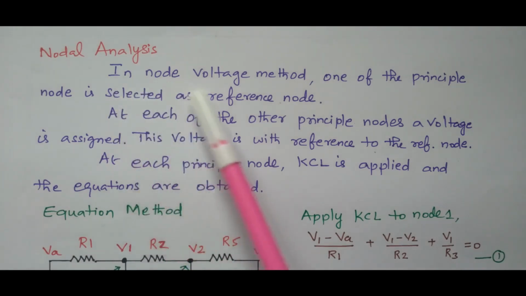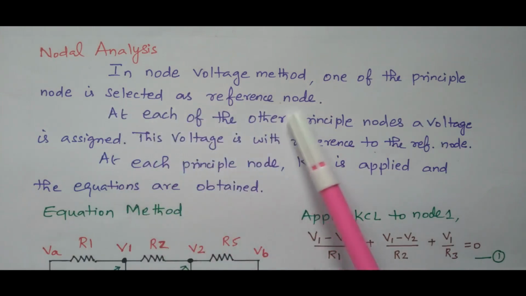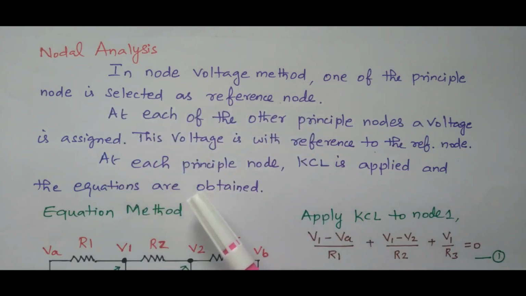So in the node voltage method, one of the principal nodes is selected as a reference node. The common point is selected as the reference node. For all other principal nodes, a voltage is assigned. These voltages are with reference to the reference node.